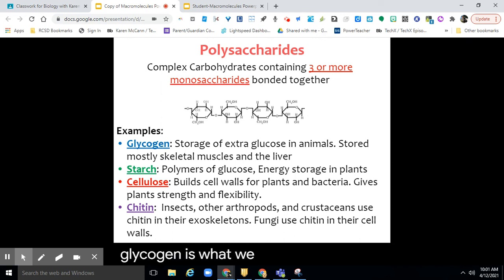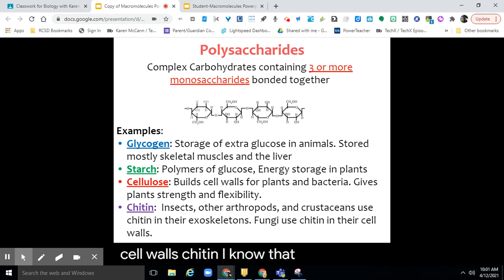Glycogen is what we talked about before. It is a storage of extra glucose in animals, and it's stored mostly in skeletal muscle and the liver. Starch is another polymer of glucose. It is the energy storage in plants. Cellulose is the name of the polymer that is used to build cell walls for plants and bacteria and gives plants strength and flexibility in their cell walls.